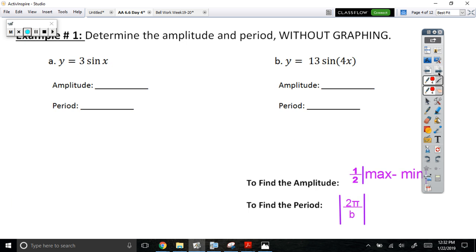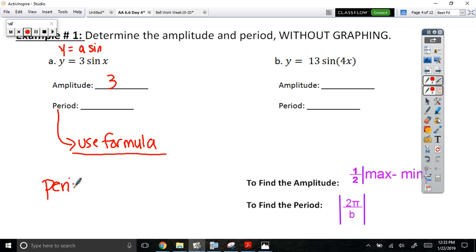All right, so determine the amplitude and period without graphing the function. The amplitude is the A value. So A is 3, amplitude is 3. Easiest question you're going to get on your partner test. Now, the period, again, you have to use a formula to find this. The formula is that the period equals the absolute value of 2 pi divided by b.